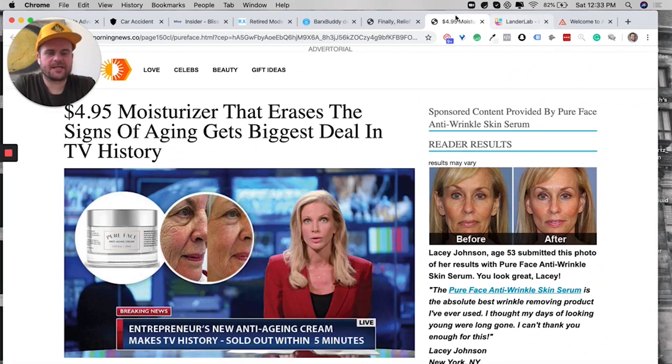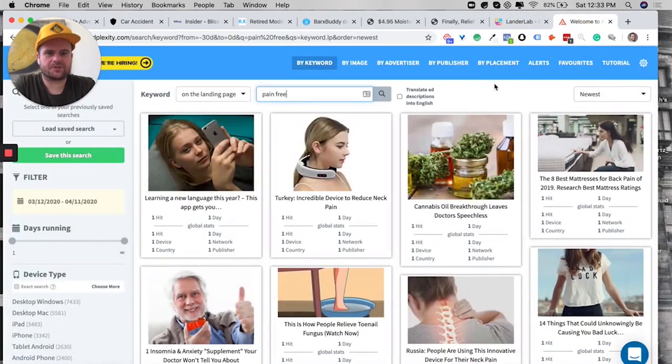So I want to show you that example. Okay, so those are the main examples that I wanted to show you. And now I want to show you how I also do some researching. I use Adplexity. This is my own preference because I'm mainly in the native space and I like using Adplexity for native. And then I'll also use AdSpy. I've used other things for Facebook and so on.